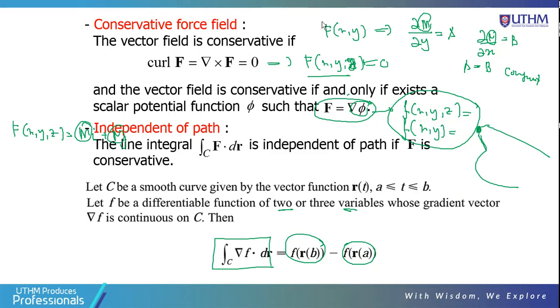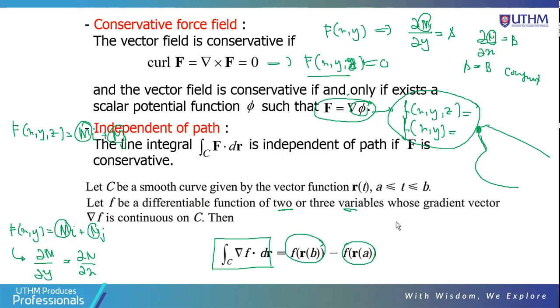So how can we prove it for two independent variables, let's say f(x, y) equal to Mi plus Nj? We can prove that it is a conservative vector field when the partial of M with respect to y equals the partial of N with respect to x. You know this one is for the x component, so you partial it with respect to y, and this one is for the y component, so you partial it with respect to x. If the answers are the same, we prove that the vector field is conservative.